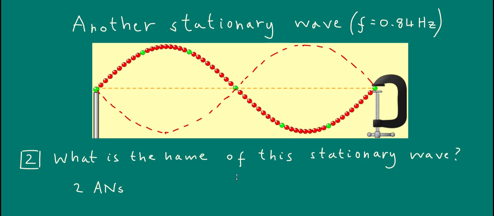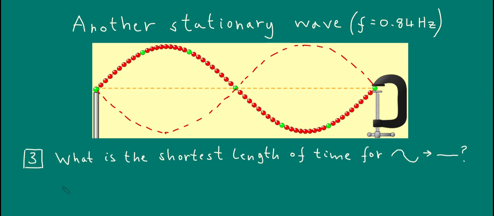Now you might recall from earlier in the video when we were looking at the first stationary wave pattern that it had 3 antinodes and its name was the third harmonic. So here, because this stationary wave pattern has 2 antinodes, logically enough, the name of this stationary wave pattern is the second harmonic. Okay, so the number of antinodes determines which harmonic we're talking about. Let's move on to the third question.